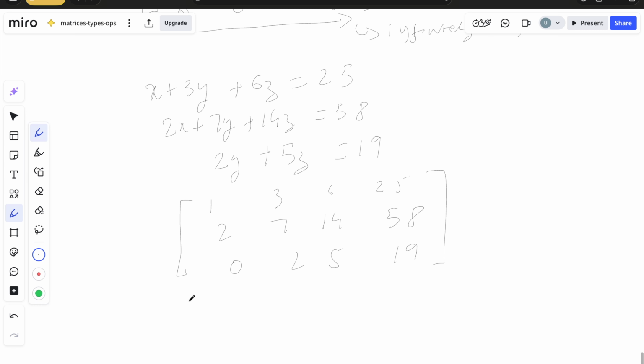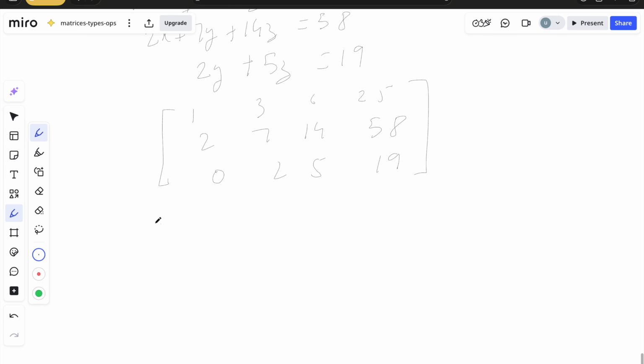Right, now if we perform row operations on top of it, R2 is R2 minus 2R1, which will actually give you 1 3 6 25, 0 1 2 8, and this remains the same, 0 2 5 19.